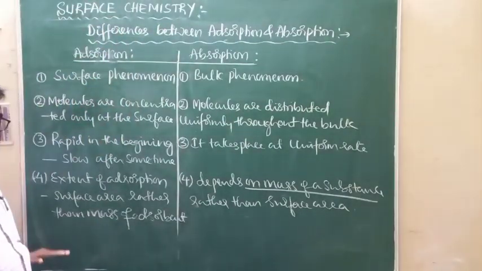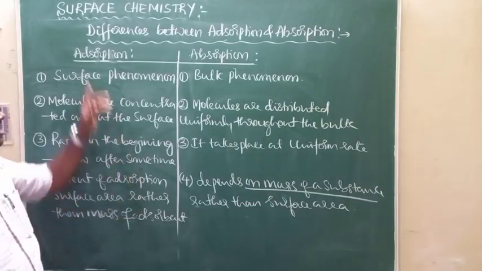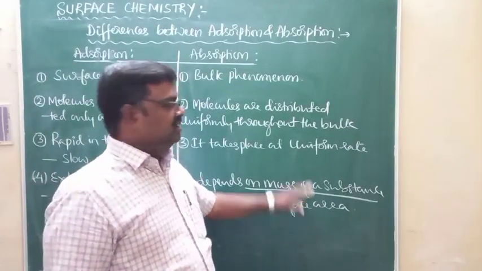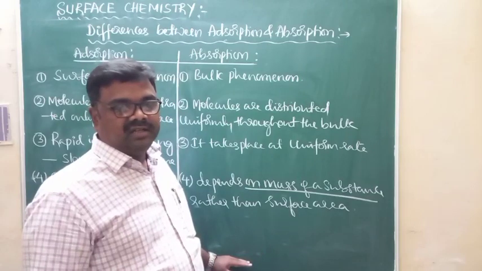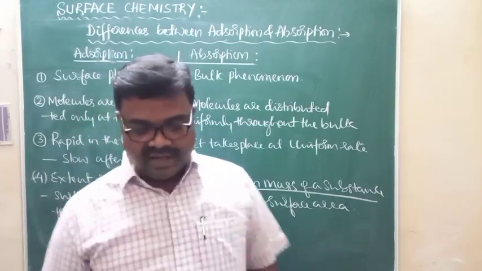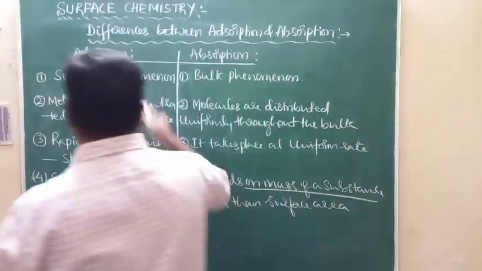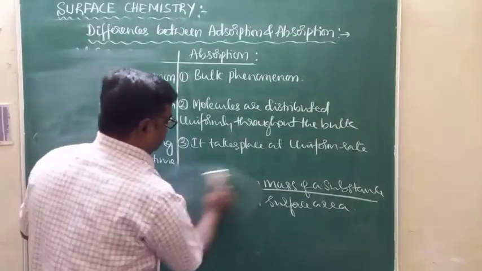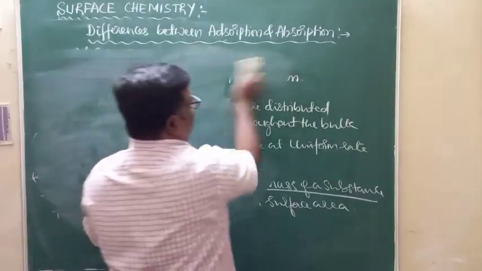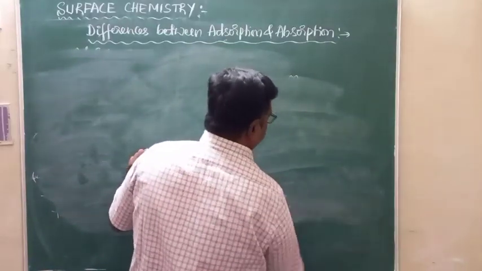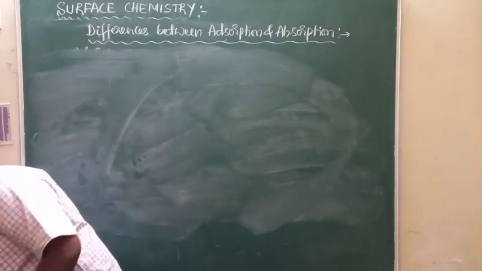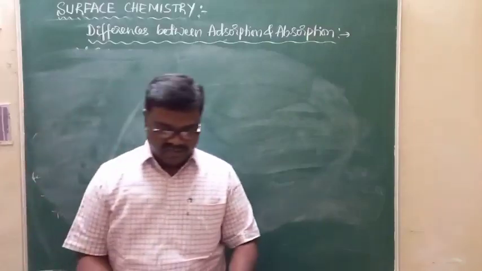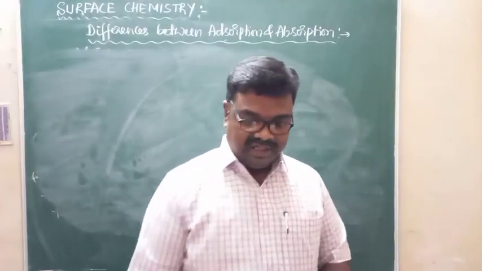Example: adsorption of water on silica gel, that is adsorption. Absorption of water on anhydrous calcium chloride, that is absorption. So these are the examples, and of course those are the differences between adsorption and absorption. Now, in order to convince you of this, I am going to show you one simple demonstration, so that you will be perfect with this aspect, adsorption and absorption.